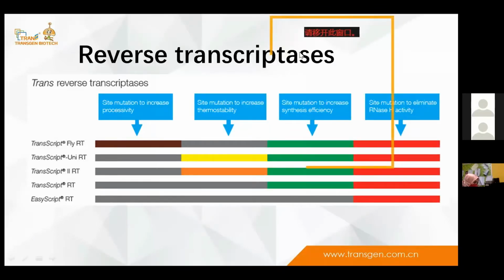Here's a question. In the experiment, is it possible to isolate high quality RNA from formalin-fixed human tissues? If the quality is not good, can we still get reliable qPCR results?